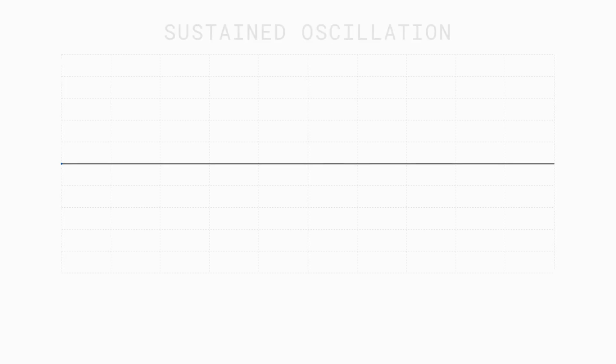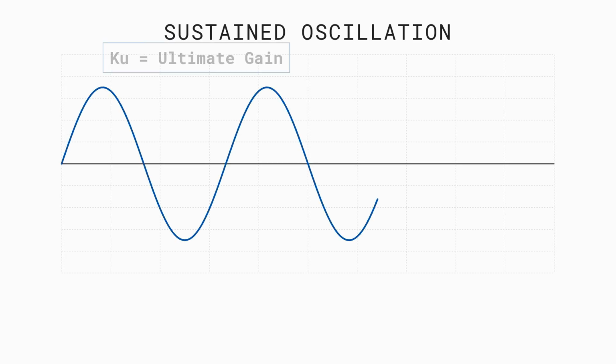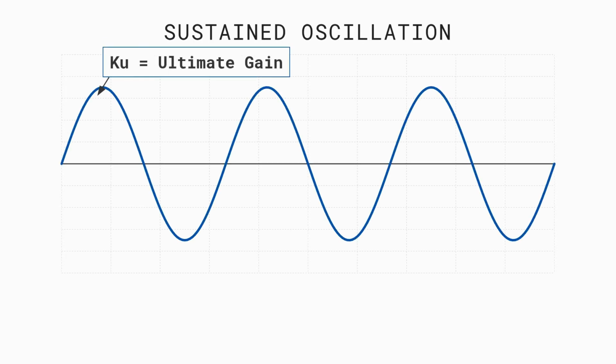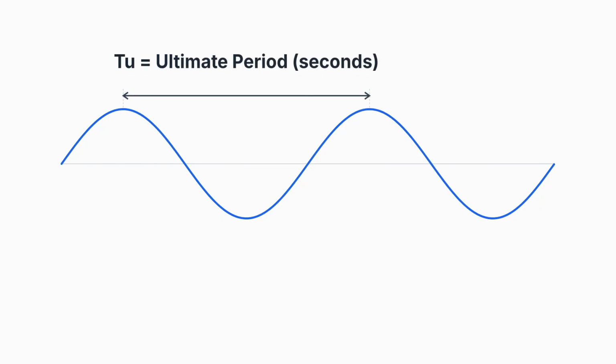Let's examine the inputs. First, you'll enter the ultimate gain, abbreviated KU. This is the gain value where your system begins sustained oscillations with proportional control only. Next is the ultimate period, TU, measured in seconds. This is the period of those sustained oscillations at the ultimate gain.